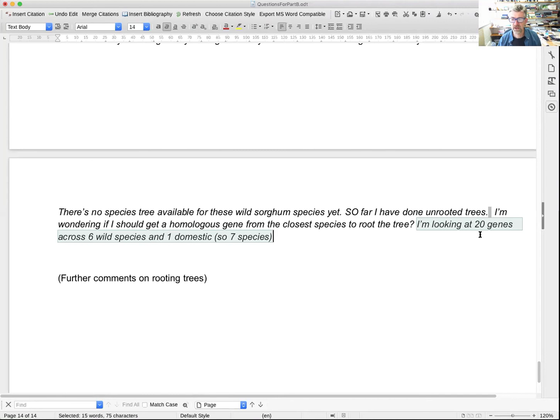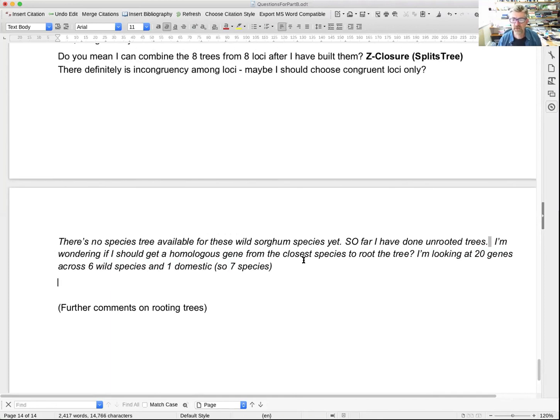You should also be able to do, just because you only have 7 species plus a couple of outgroups, you should be able to identify which genes are in agreement with each other, hopefully all, or which genes are disagreeing with each other. So I think that would be how I would tackle that one.